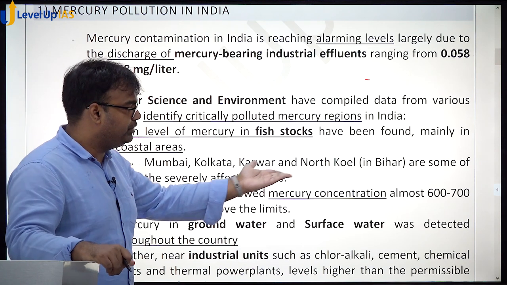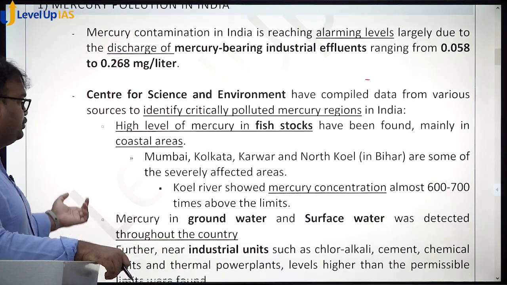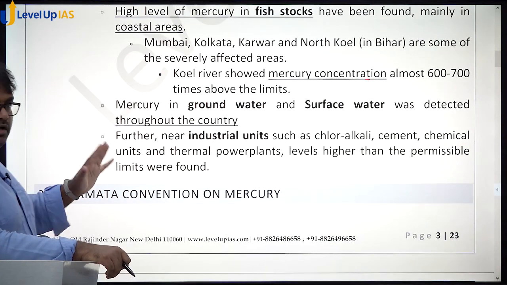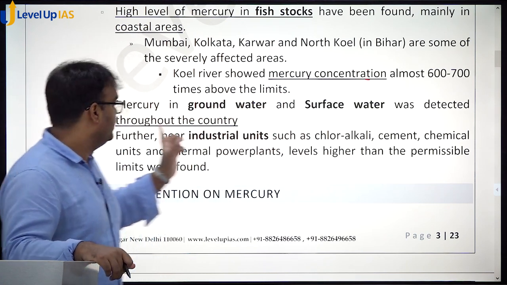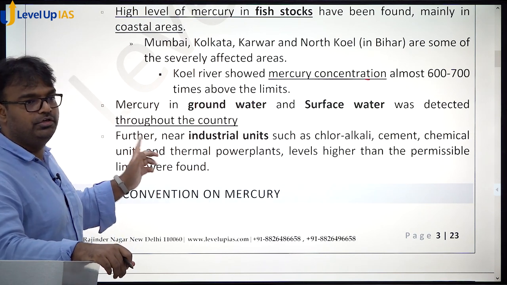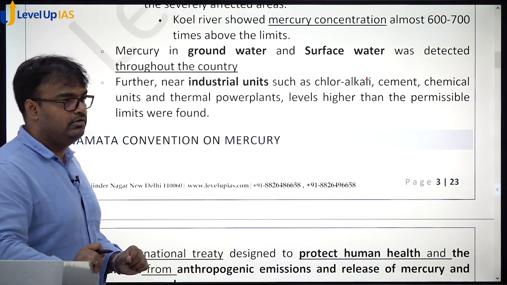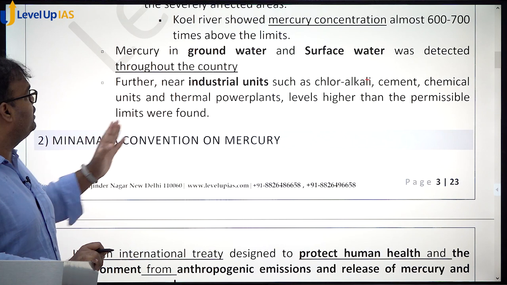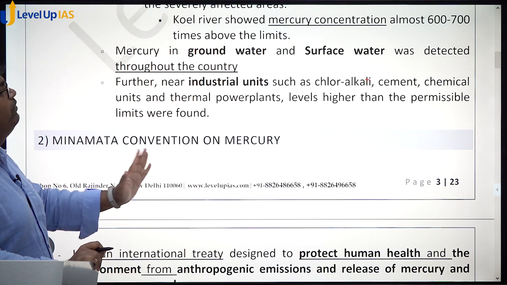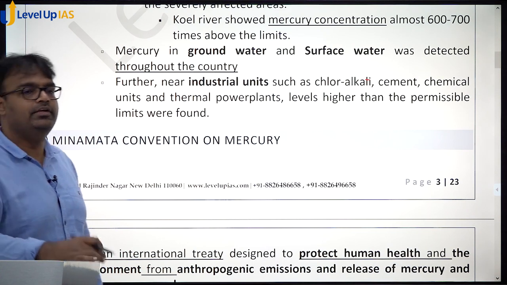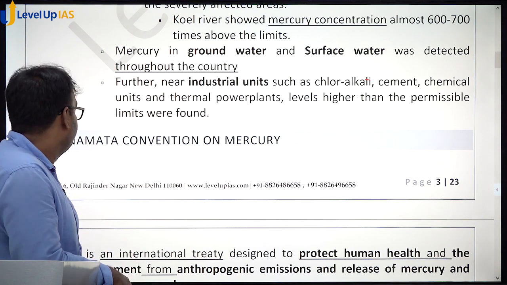Koel River showed mercury concentration almost 600 to 700 times, and thus fish from North Koel River also has this issue. Then other than fish, mercury in groundwater as well as surface water has been found throughout the country. Not a single part of the country was safe from it. Then industrial units such as chloralkali units, cement units, chemical units, etc., were also shown to have higher than permissible limits of mercury. So in India, environmental regulations are generally much weaker, and thus this kind of pollution is very high.